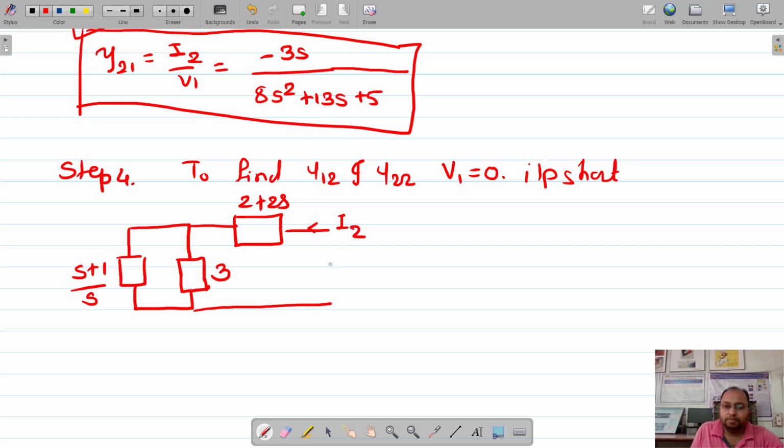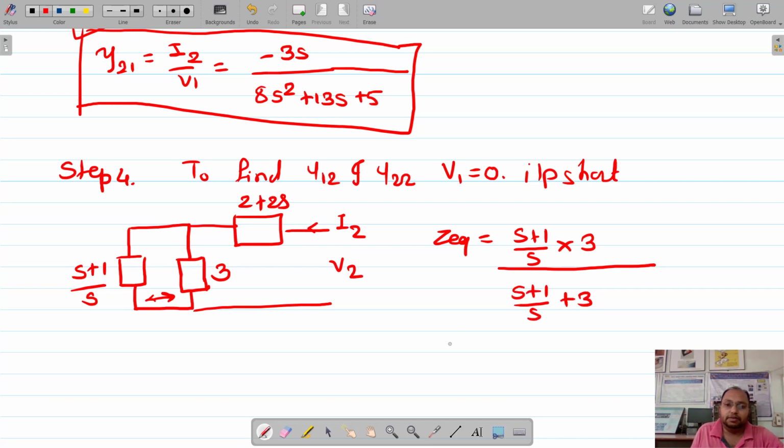Now perform the same process, do the parallel combination of this, find out its equivalent. Okay, so let us find out z equivalent. So this is nothing but (s plus 1) divided by s, into 3, divided by (s plus 1) divided by s plus 3. Is that fine? Okay, now let us simplify this one.